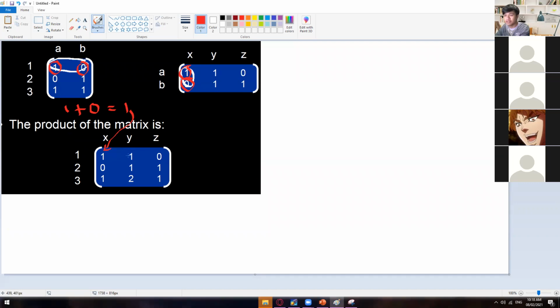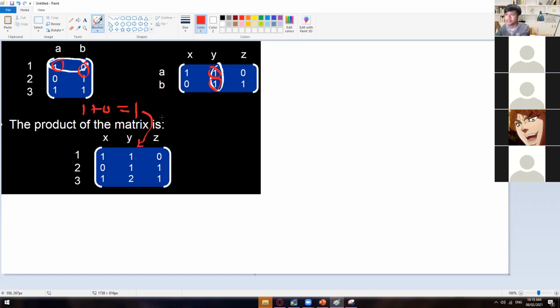How about the second one, which is under y? The same process: the row from your first matrix and the column on your second matrix. So just multiply this 1 to this. So 1 times 1 is 1, and then 0 times 1 is 0, which is still 1. So 1 plus 0 is equal to 1, which is now this 1.